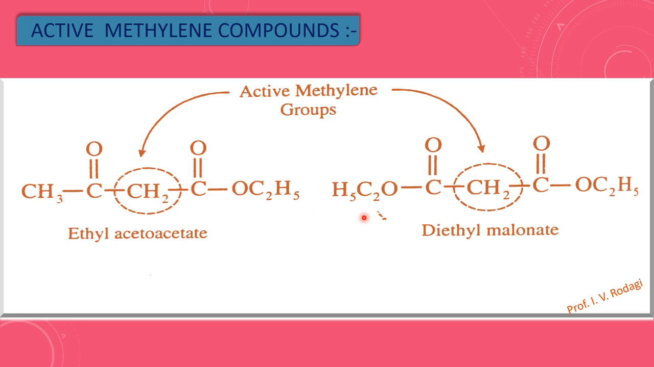See another example: C2H5O C double bond O, CH2, C double bond O, C2H5. The name of this compound is diethyl malonate, as here is C2H5 and here is C2H5. These are electron withdrawing groups, and this is another electron withdrawing group attached to this methylene group. It becomes an active methylene group.